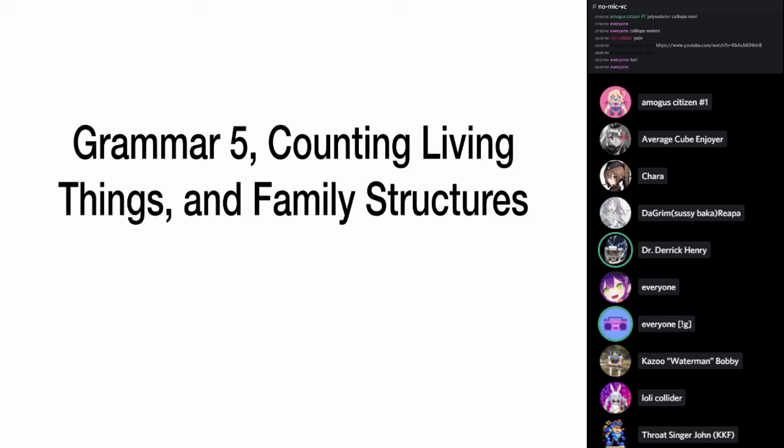So in today's lesson, we're going to continue with grammar. We're going to learn how to count living things, unlike the non-living things that we talked about before. We're going to talk about family structures, and then part of the grammar is also going to be learning how to conjugate adjectives. So a pretty dense lesson, but hopefully you'll be able to keep up as we're going through this. The good news is that all of the foundation that you've had so far is going to help you remember a lot of these concepts.